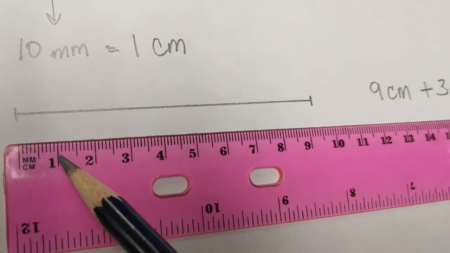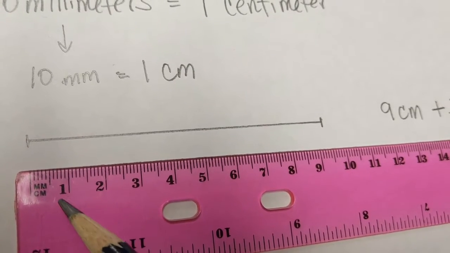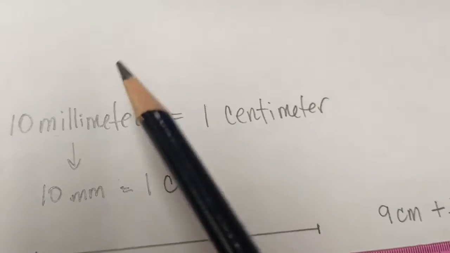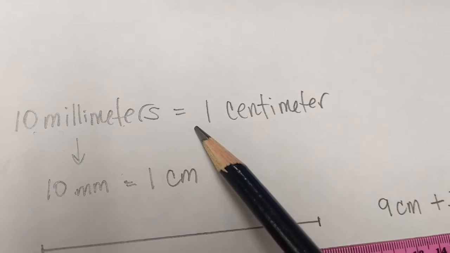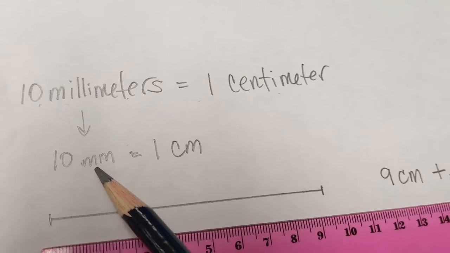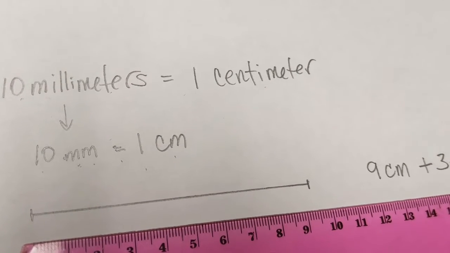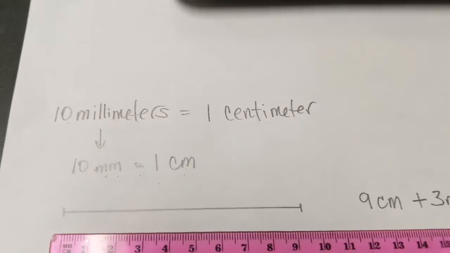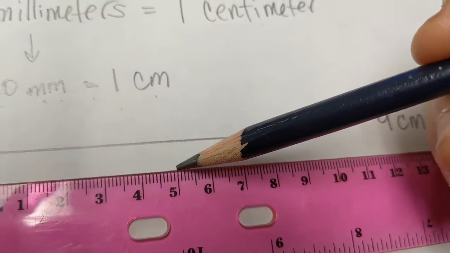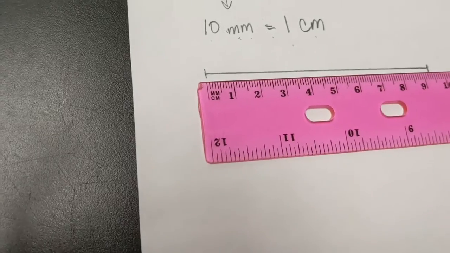There are 10 millimeters in 1 centimeter. So these little tiny, smallest segments, those are the millimeters. And the lines with the numbers, those are the centimeters. So again, 10 millimeters equals 1 centimeter. Here's the abbreviation for millimeters: it's just 2 small m's. 10 mm equals 1 cm. So when you measure stuff, you're not necessarily going to get your lengths to end right on a whole centimeter line. Let's take a look at this example.